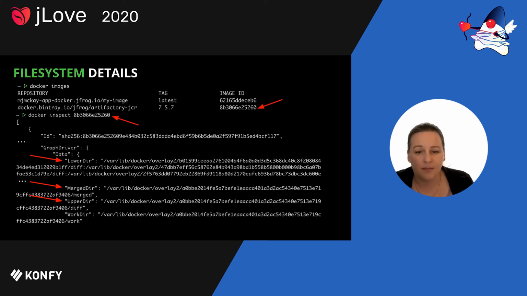Lastly, the merged dir is kind of a virtual directory. It combines everything from lower and upper dir. That's the way the union file system works, so that any edited layers that were copied into upper dir will overlay the layers in the lower dir.